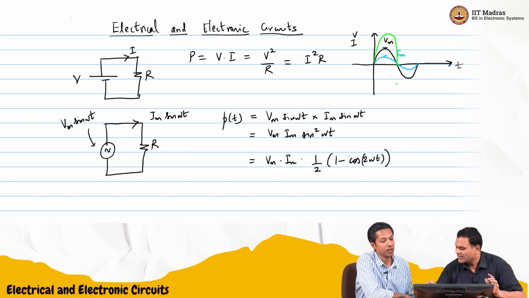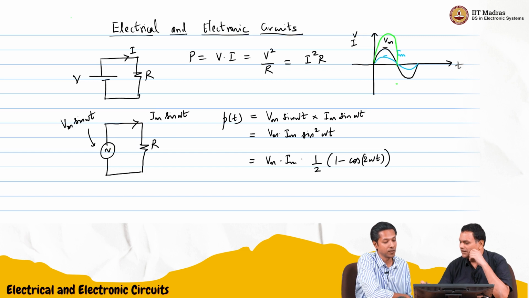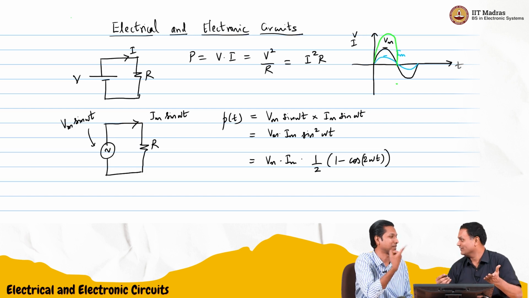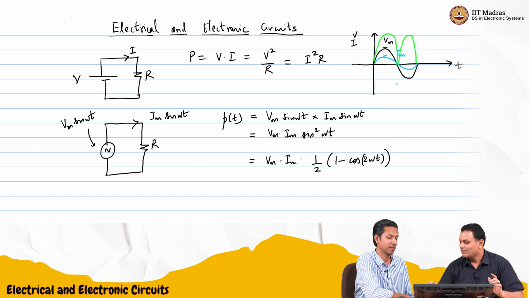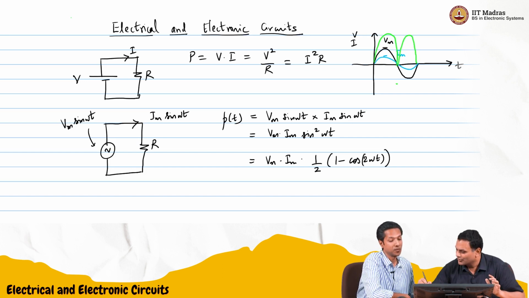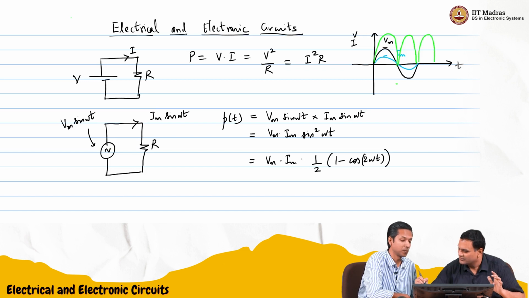So Vm times Im. So Vm sin omega t times Im sin omega t looks something like this. It is positive, but in the second half cycle both are negative, so again it will be positive. It will be symmetric, the exact same thing repeated, and it will go on like this.